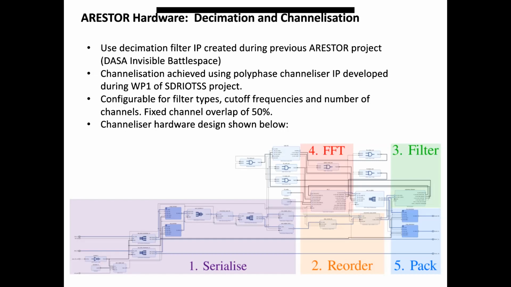So the first step is to serialize the data stream that's coming in from the ADCs. Then you reorder the data. You apply the filter. So sorry, the reordering is also doing the decimating. Then the filter stage. And then the FFT is the clever part, which cancels the images, and then repacking the data to send it off.